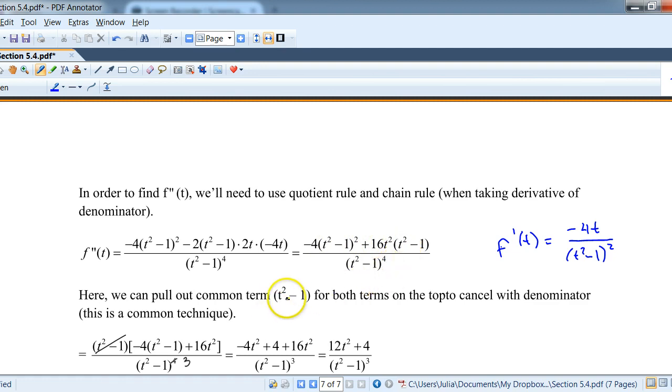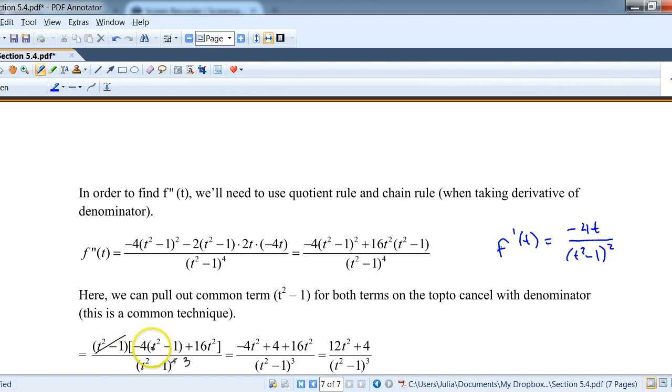Now, here's the trick that would simplify this a lot. If you pull out t squared minus 1 out of both these two parts and cancel it with the bottom, it makes it a lot easier to get the final answer. So if we pull out t squared minus 1 right here, notice I already canceled it with the bottom and made it a 3. So what do we have left?